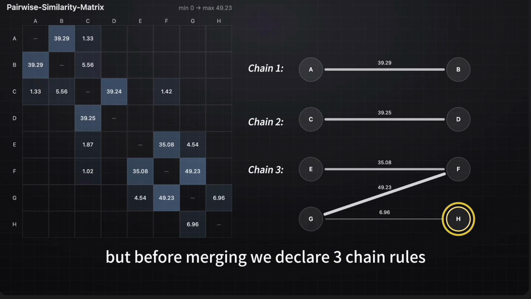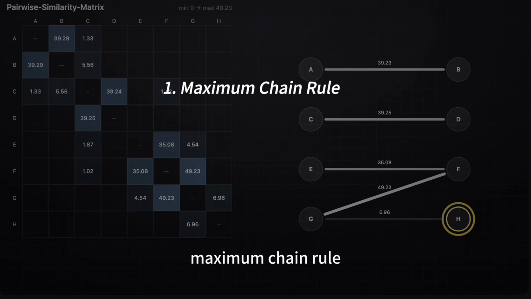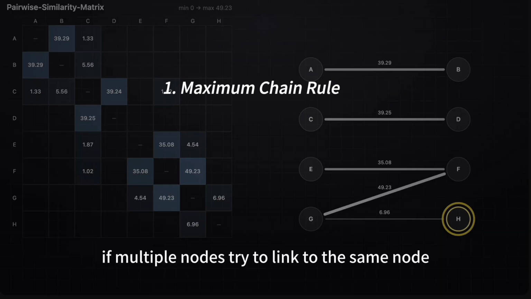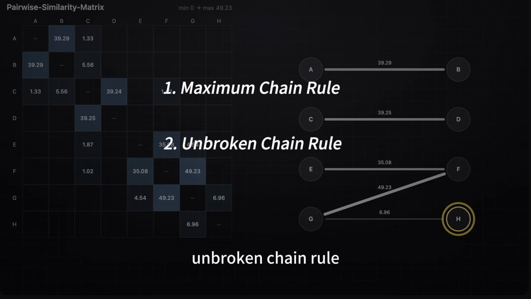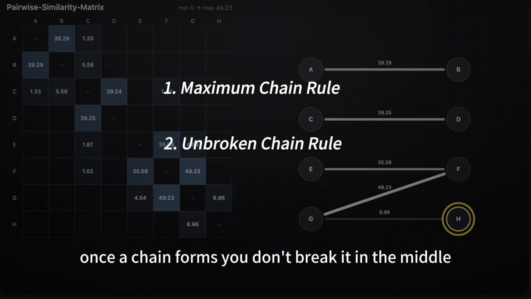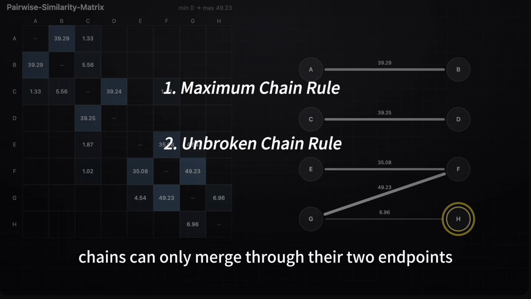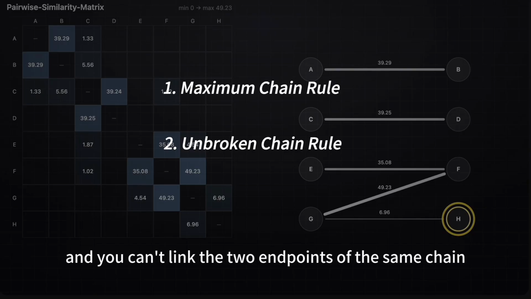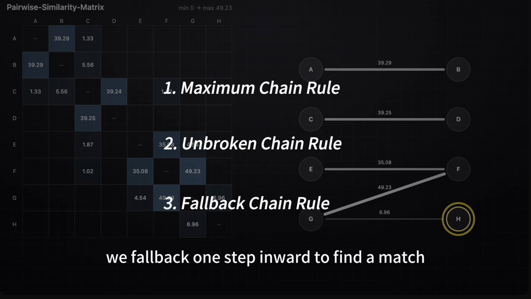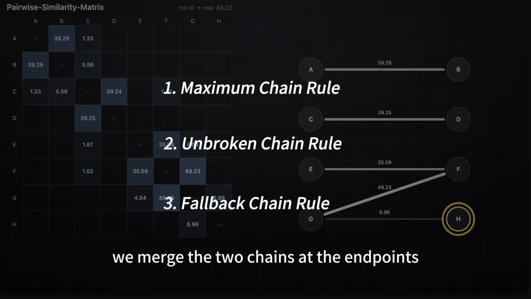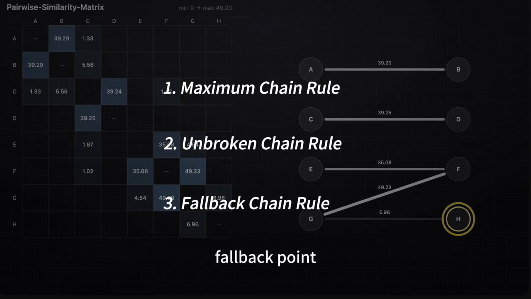But before merging, we declare 3 chain rules. Maximum chain rule. If multiple nodes try to link to the same node, we keep the strongest one. Unbroken chain rule. Once a chain forms, you don't break it in the middle. Chains can only merge through their 2 endpoints, and you can't link the 2 endpoints of the same chain. Fallback chain rule. If the matrix has no info about the current endpoints of the remaining mini-chains, we fall back one step inward to find a match. If that match works, we merge the 2 chains at the endpoints closest to that fallback point.